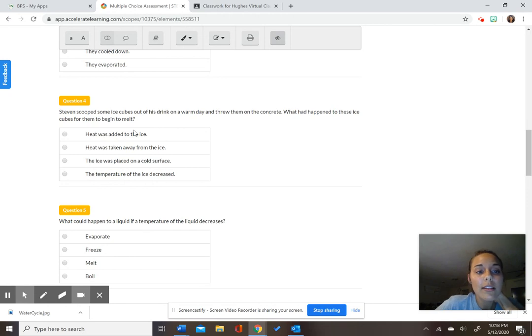Question 4, Steve scooped some ice cubes out of his drink and then he threw them on the concrete. Oh, I love doing that. What happened to the ice cubes for them to begin to melt? So why did they start to melt?